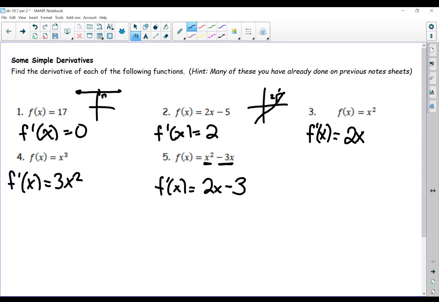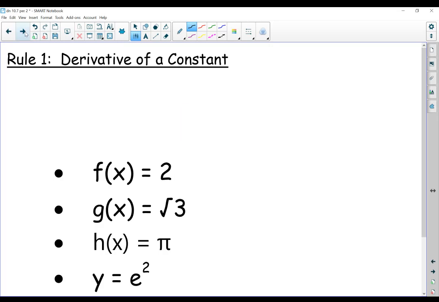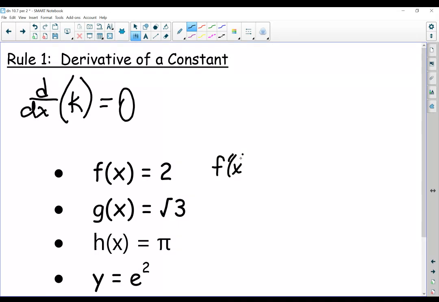Okay, so let's see if we can think through what's happening in each of these derivatives. So we're going to go through a couple basic rules here, and I'll probably be jumping back and forth between the page. So rule 1 for derivatives, if we have a constant function, if I want to take the derivative of some constant, that derivative is always 0. So if I have f of x equals 2, f prime of x is 0. If I have g of x equals square root of 3, g prime of x is 0. If I have h of x equals pi, h prime of x is 0.